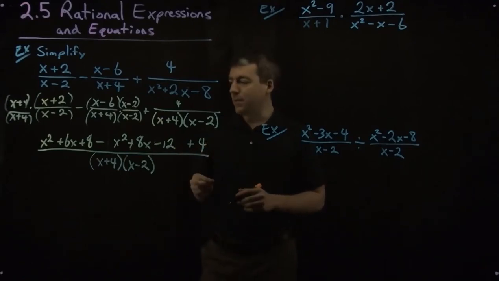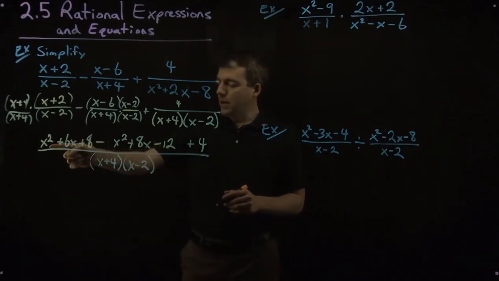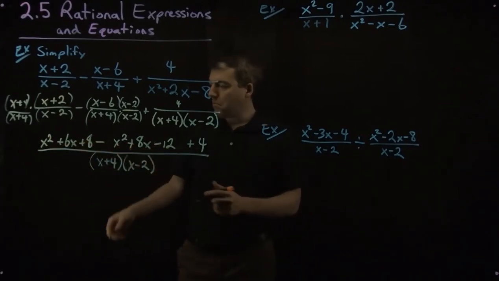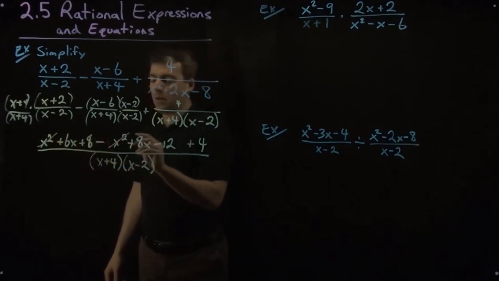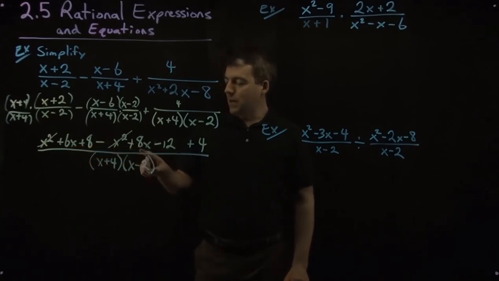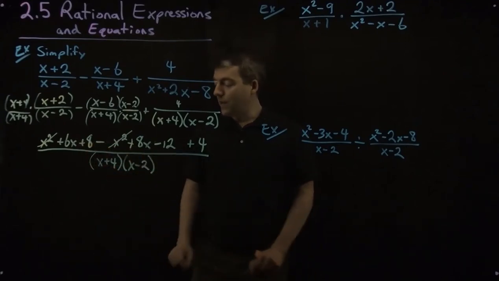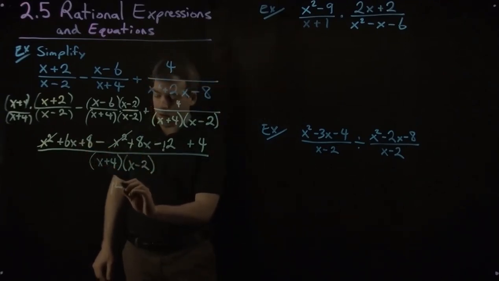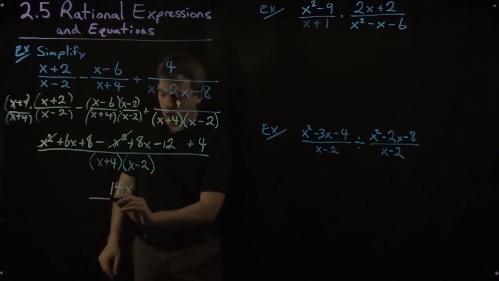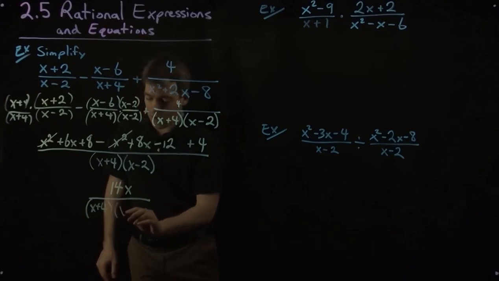And now let's see what simplifies here in the numerator. We've got an x squared. We've got a minus x squared. That's 0. We've got 6x, and we have 8x, that's 14x. And then plus 8 minus 12 is negative 4, plus 4 is 0. So we have 14x over x plus 4, x minus 2.